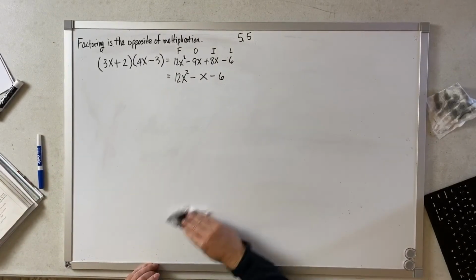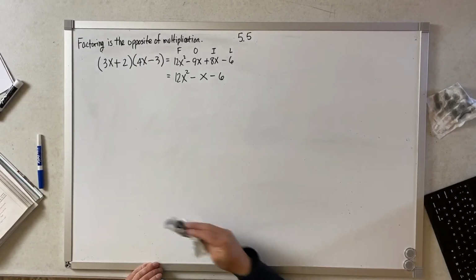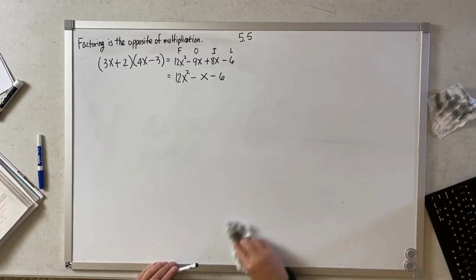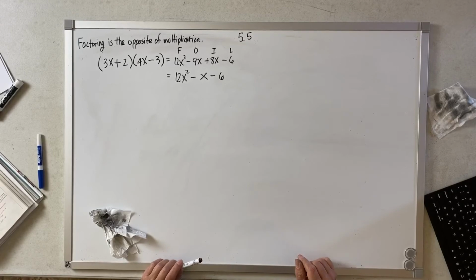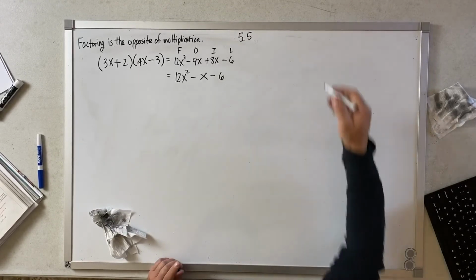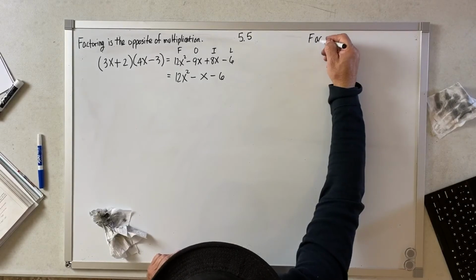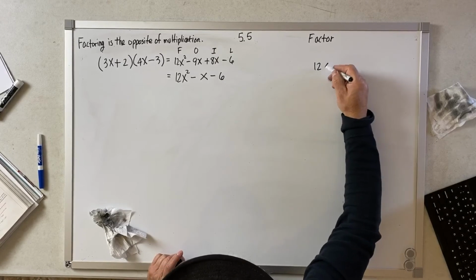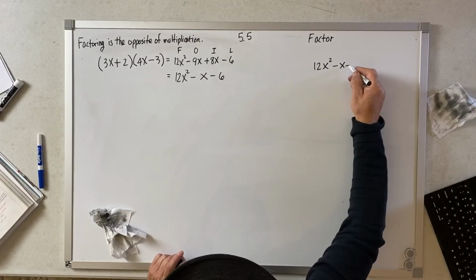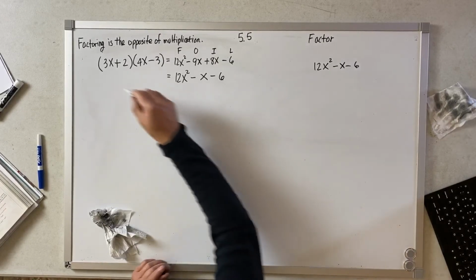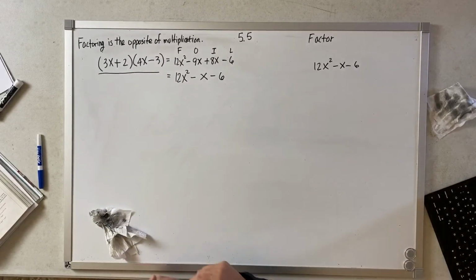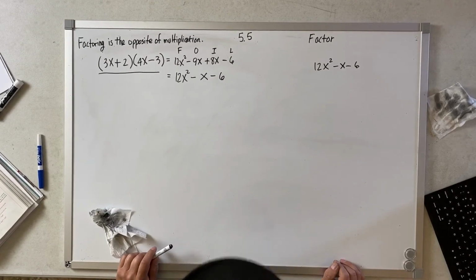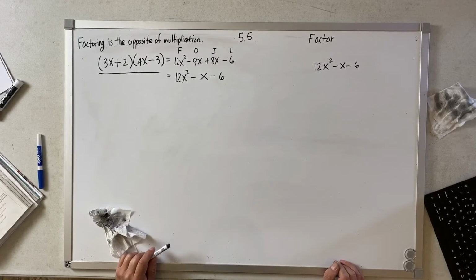It seems to me that if I factor 12x squared minus x minus 6, I better get this. Okay? I better. Now, we're going to do this by trial and error.